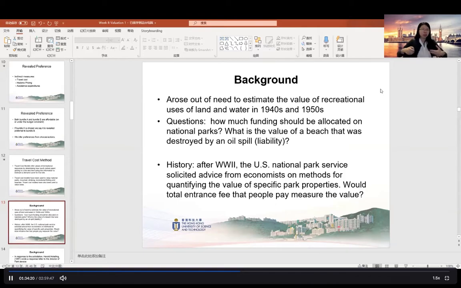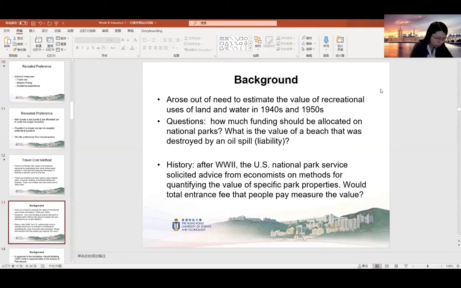And this approach was actually invented out of a serious question. The history went like this: after World War II, the U.S. National Park Service sent letters to economists asking whether they knew how much the national parks are worth to U.S. citizens. That pretty much determines how much we need to allocate in terms of physical resources to this area.